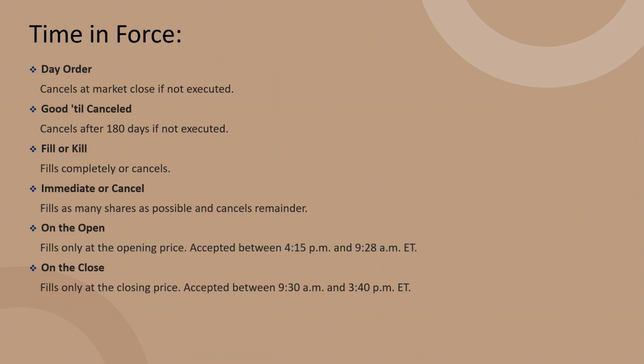And the fifth option is on the open. This order fills only at the opening price. When the market opens at say 9:30 in the morning, whatever price happens at that time will be the price at which it will be executed. And similarly the last one is on the close. This will get executed at the closing price. The last four options like fill or kill, immediate or cancel, on the open, on the close are not widely used. The most widely used options are day order and good till cancel.